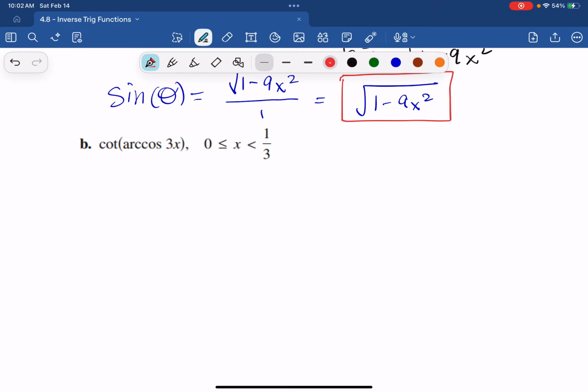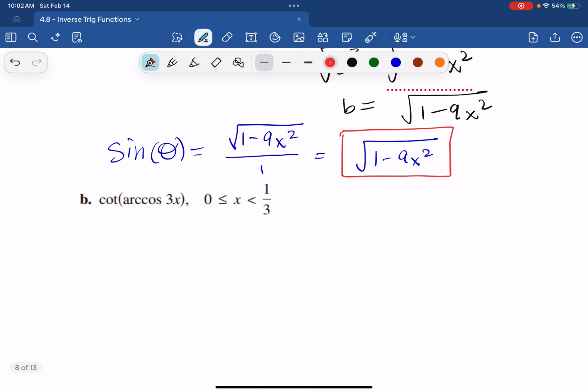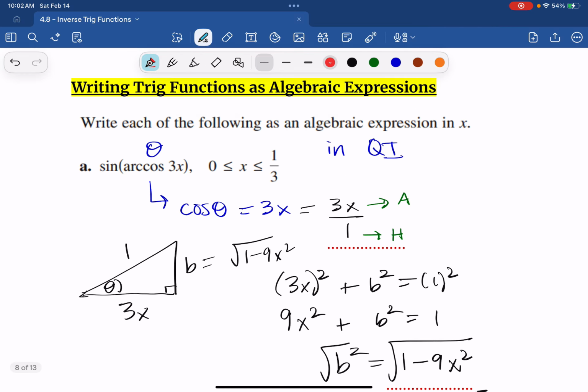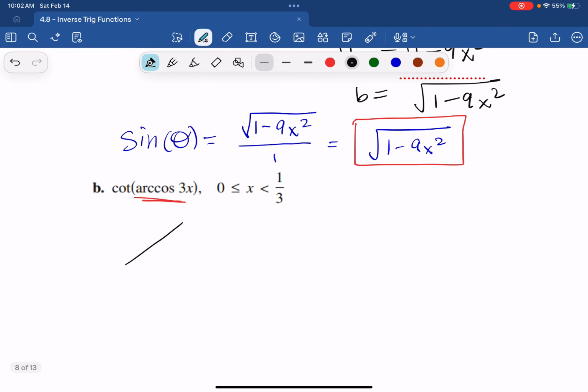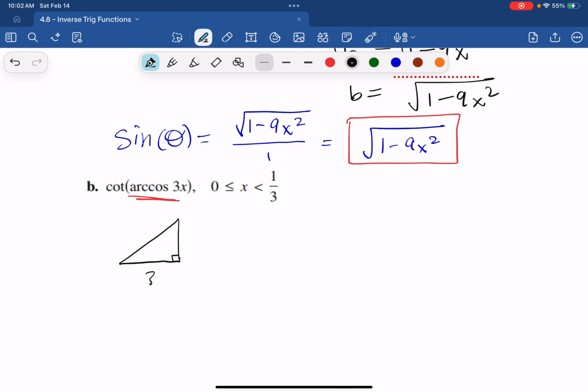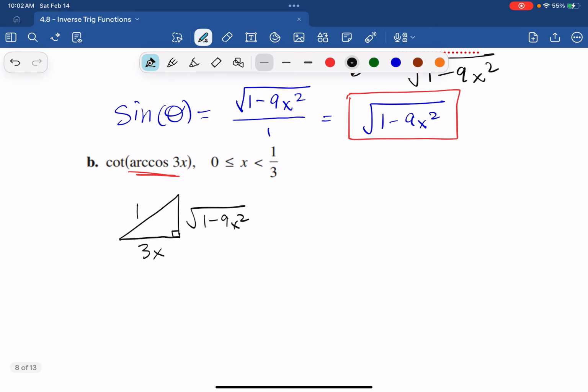So same triangle really as before, right? Because we have the arc cosine of 3x and arc cosine of 3x. So I'm just going to go ahead and do the same sketch here to save myself some time. We already know we're going to have the triangle that has the same sides, 3x, square root of 1 minus 9x squared, and 1. If it was a different inverse trig, I'd do the calculations and figure out the triangle, but I'm not going to here since it's the same thing. So now I want cotangent of this angle theta.